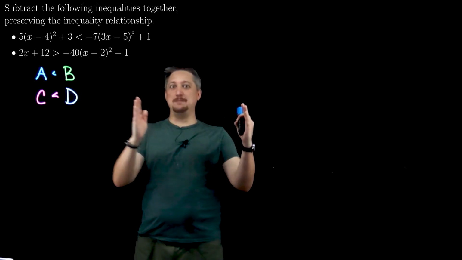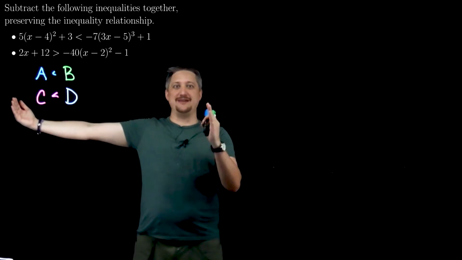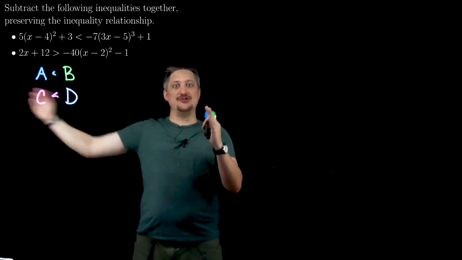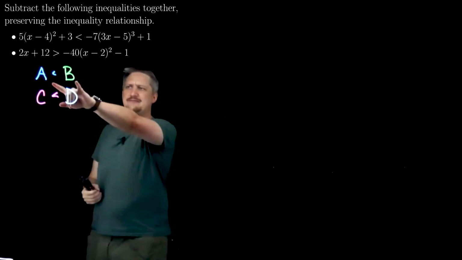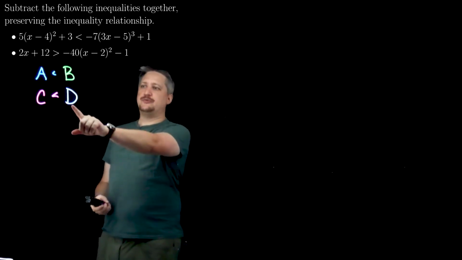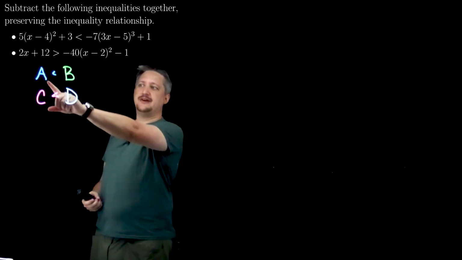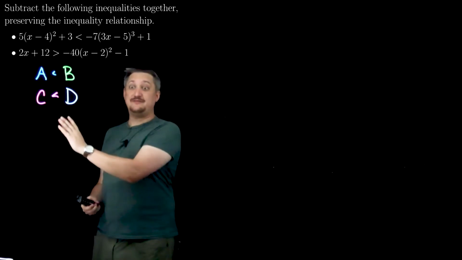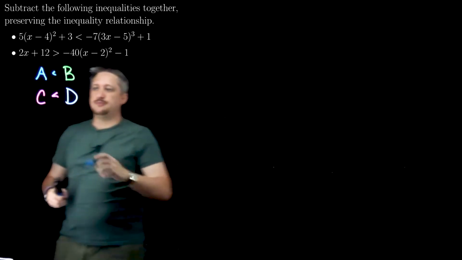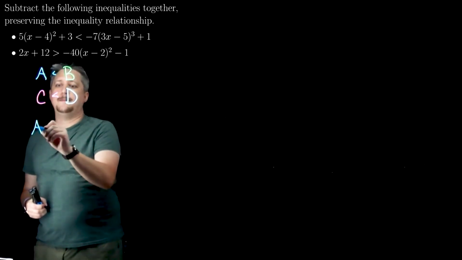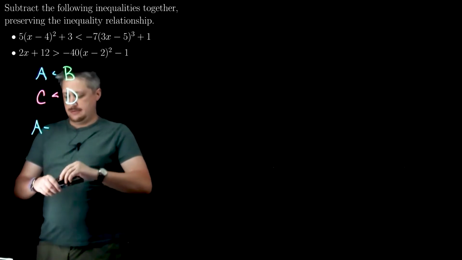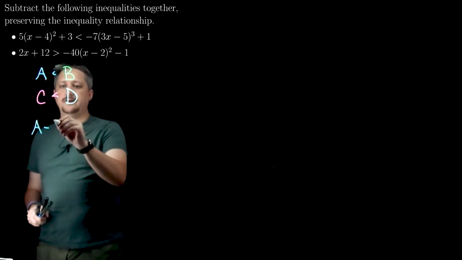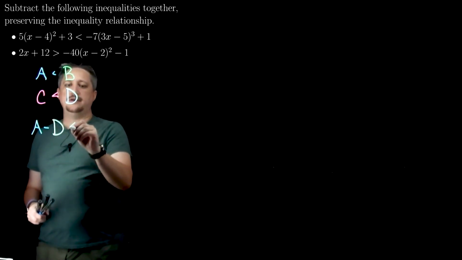If I subtract an even bigger thing from this thing than I do from that thing, they'll stay in that same relationship. Meaning that if I take A less than B, then subtracting D from A, as opposed to subtracting C from A, subtracting the bigger thing will give me the safest bet. And so I end up with something like A minus D on one side is less than.